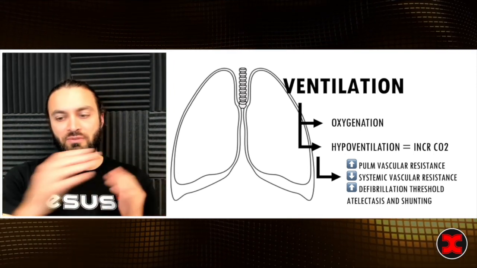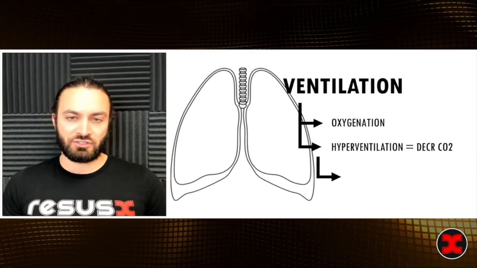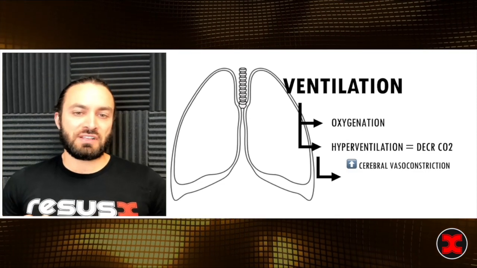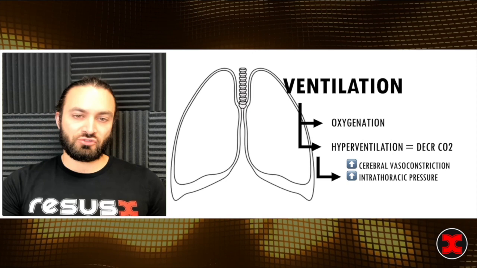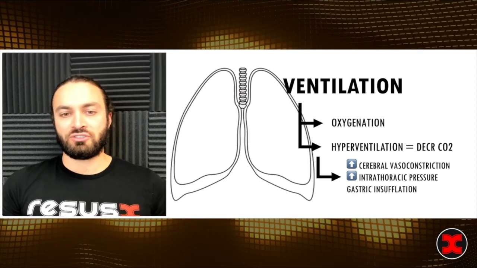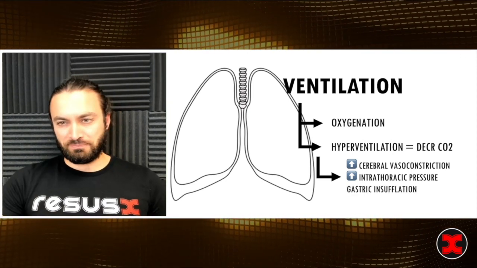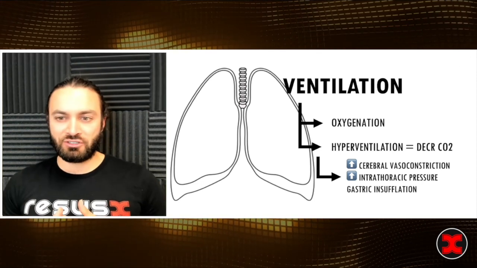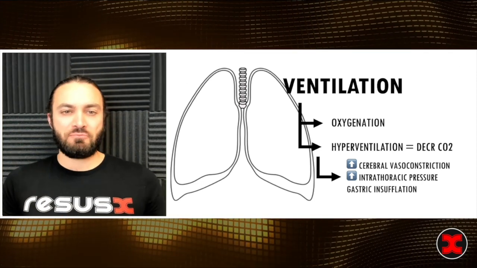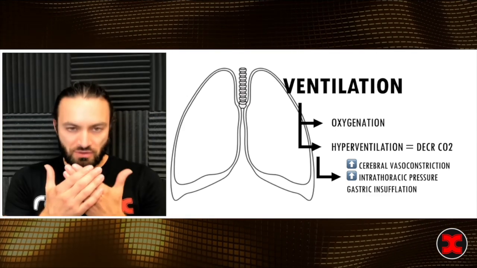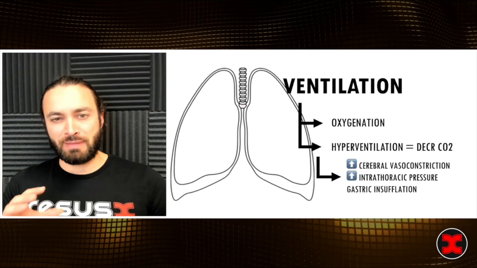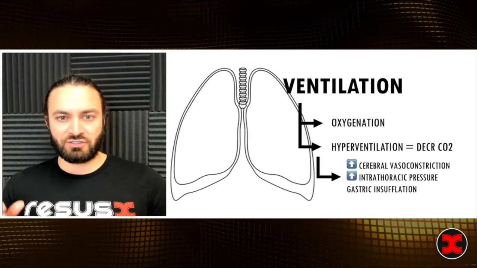Alternatively, not just hypoventilation, we see hyperventilation or a decrease in CO2, and this leads to things like cerebral vasoconstriction, an increase in intrathoracic pressure, things like gastric insufflation. So we know that there's going to be a balance. We have to consider what our patient needs and how we're managing ventilation to address all of these different variables. Now that's ventilation management of oxygenation, hyperventilation, hypoventilation.